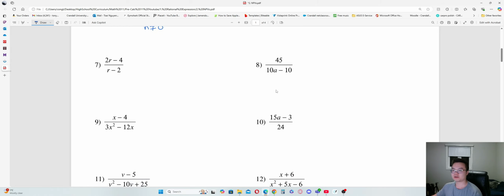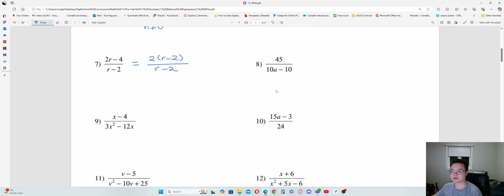Okay, now we're moving on to a little bit more complex on question 7 here. So we have 2r minus 4 over r minus 2. The numerator we can do by greatest common factor by taking the 2 out. So I will have r minus 2. Remember, because 2 divided by 2 gives me r, minus 4 divided by 2 gives me minus 2. That's why the 2 is outside, and this is what I have inside the bracket.